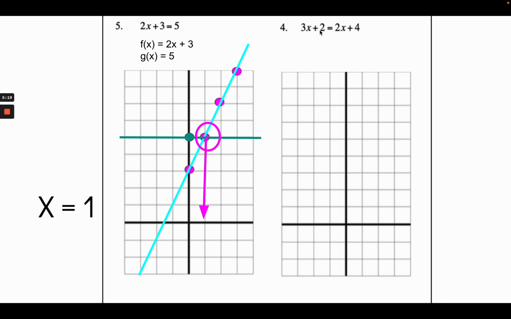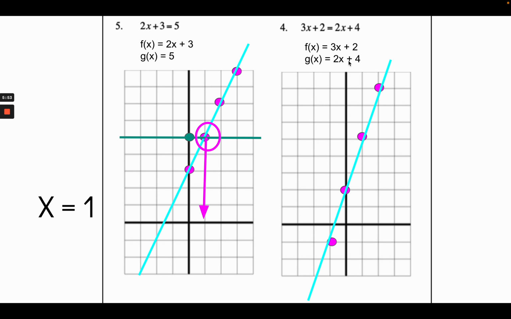3x plus 2 equals 2x plus 4. Again, I'm going to split the equations and create a new f of x and a new g of x. So f of x is equal to 3x plus 2, and g of x is equal to 2x plus 4. So let's use one color and let's graph our f of x. Our f of x tells us that we start at positive 2, and I go up 3 over 1, up 3 over 1, and let's connect our dots all the way through the graph.